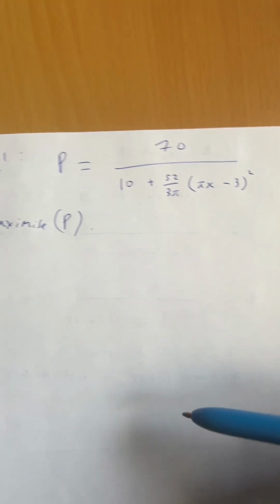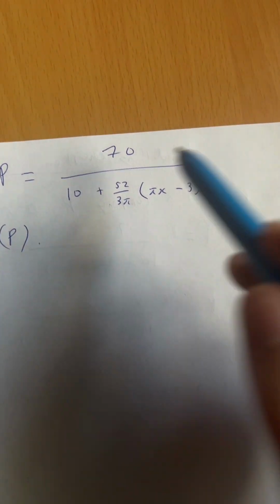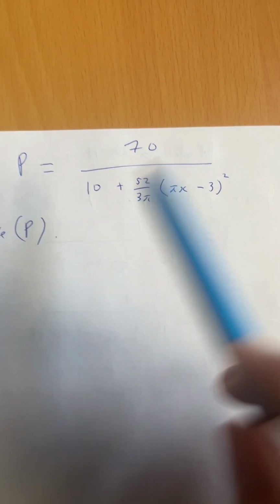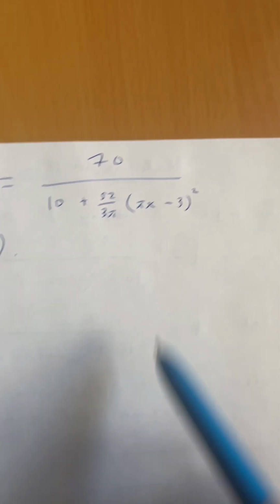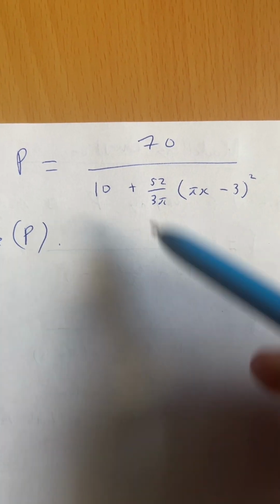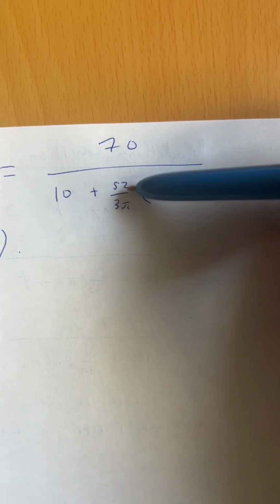So let's start with model 1. Again, we're trying to maximize this profit. Now let's go through each term individually and see how we can edit each term to make this P as big as possible. Now 70 is a constant, that's fixed. You can't change that. 70 is 70. 10, you can't change that, can you? 10 is a constant, it's fixed. You can't change this 52 over 3 pi, that's fixed.